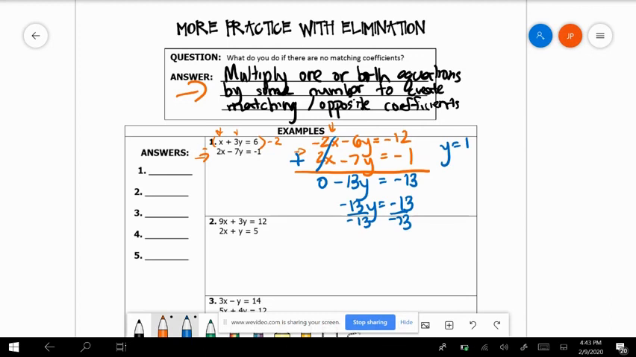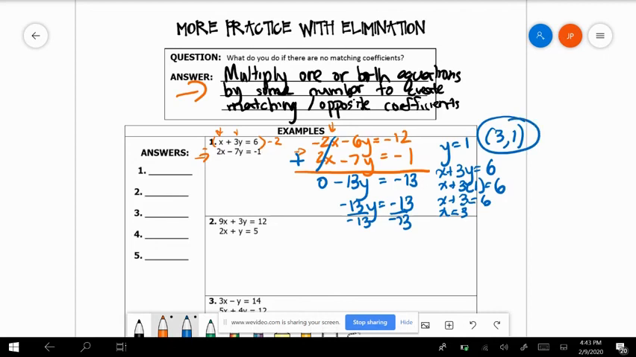And now I'm going to go back and substitute into my original equation. I'll pick the first one because that one's a little bit easier. But instead of saying x plus 3y, I'll say x plus 3 times 1. That should be a positive 3, my bad. And then x equals 3. And then your answer is (3, 1).